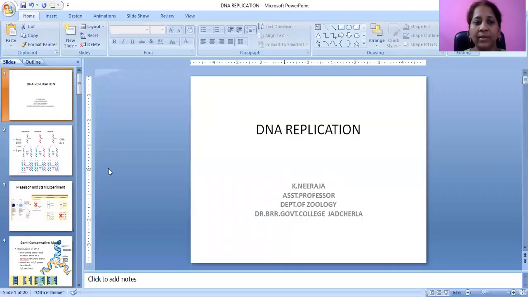Good morning. Today we are going to discuss DNA replication. DNA consists of a double helical structure. In this, nitrogen base pairs, deoxyribose sugar, and phosphates are present.